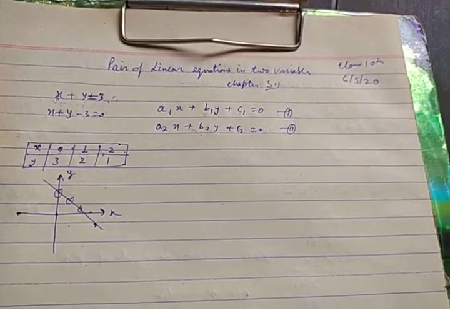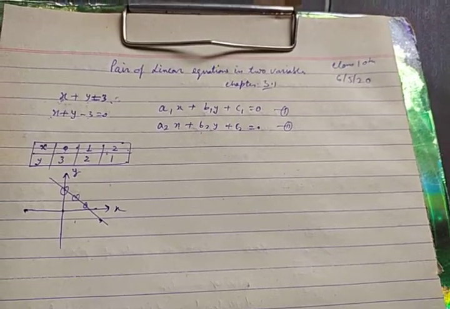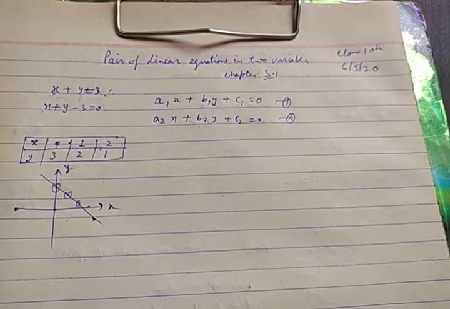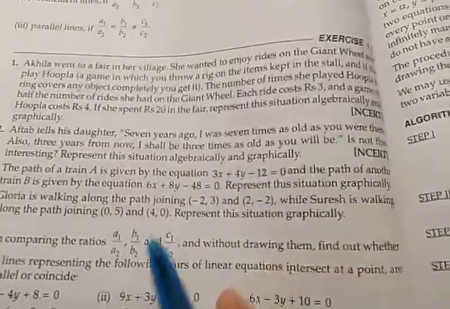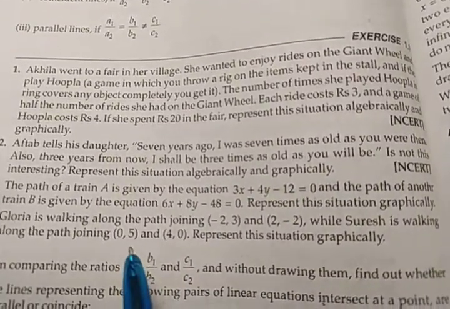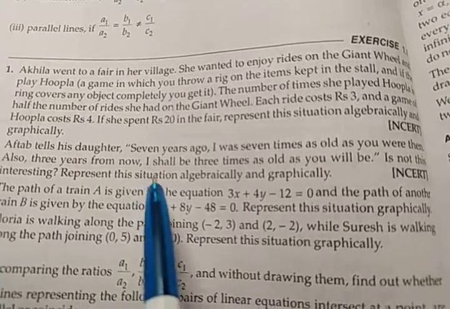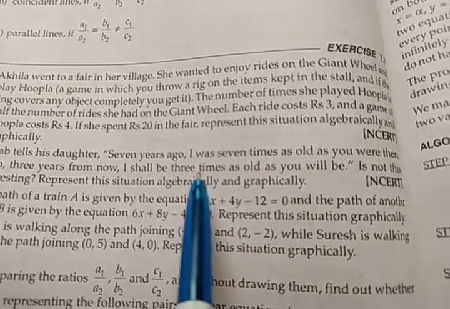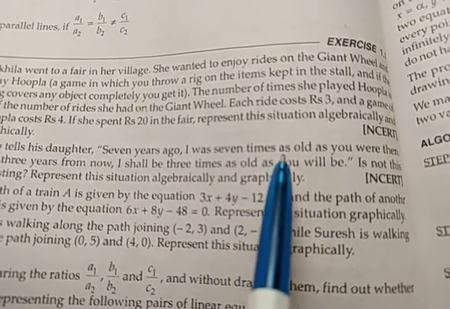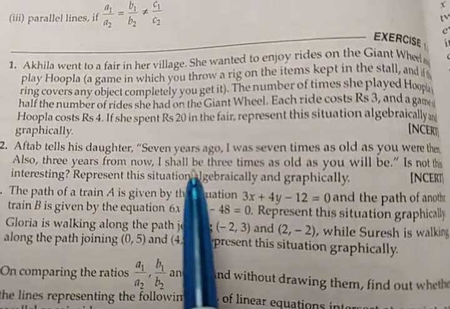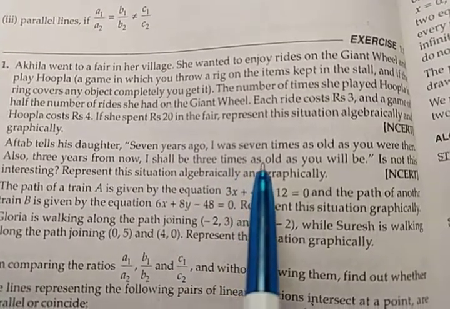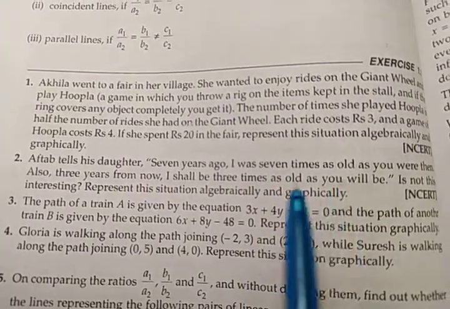I am taking the camera to the question and I will read the question also, and you can read it by pausing your video. Then let us consider it. I will explain example question number 2. Aftab tells his daughter, 7 years ago I was 7 times as old as you were then. Also 3 years from now I shall be 3 times as old as you will be. Two conditions have been given here.